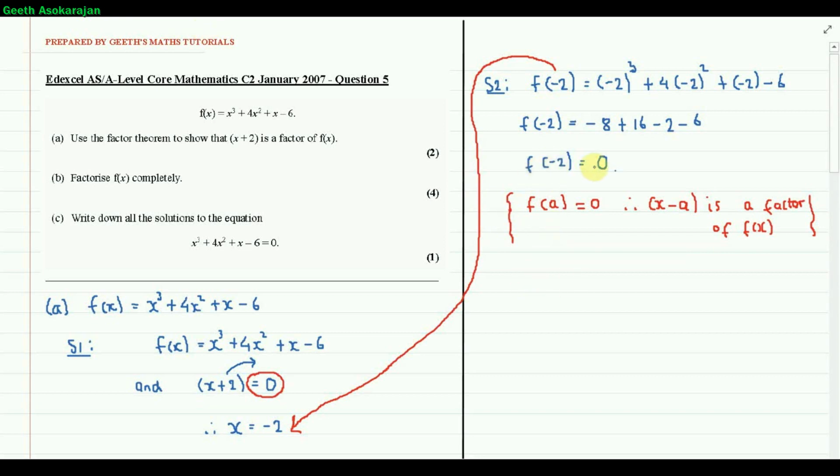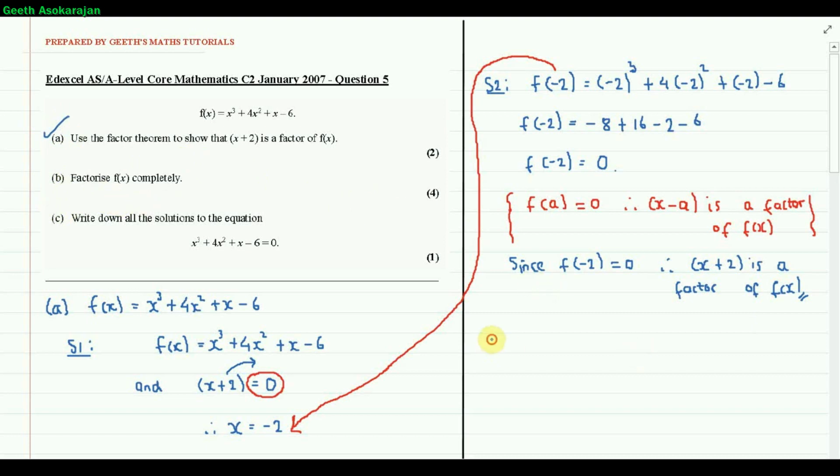So we see that f(minus 2) equals 0. So I'm going to say that since f(minus 2) is equal to 0, therefore x minus minus 2, which is x plus 2, is a factor of f(x). So that completes part A. Let's have a look at part B.